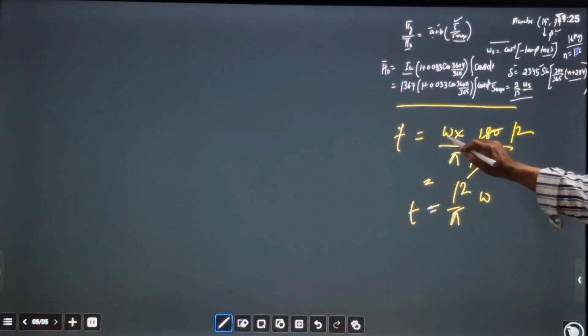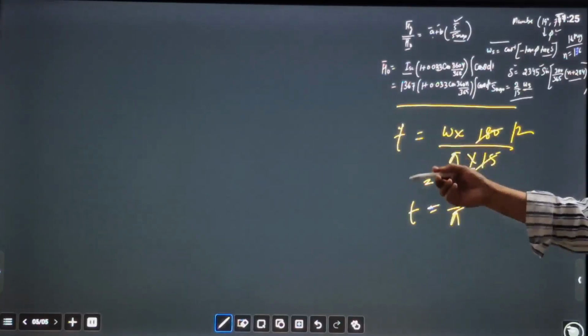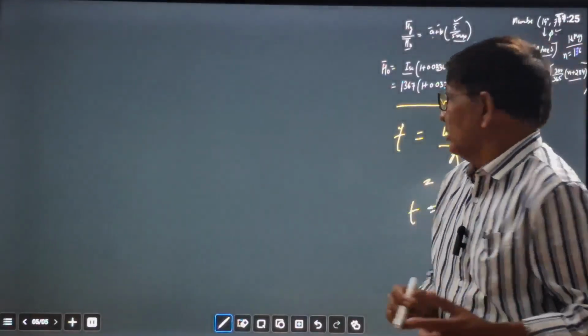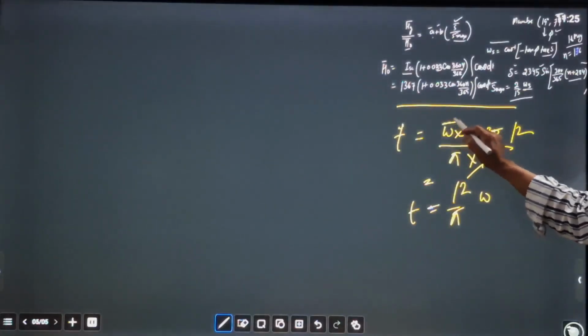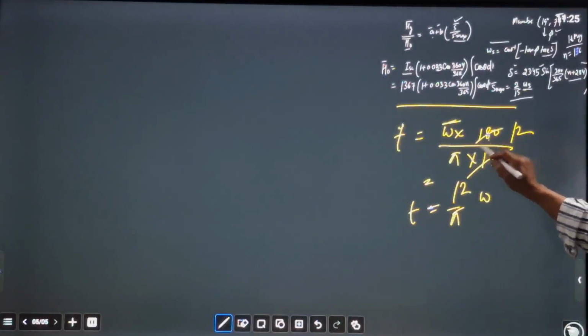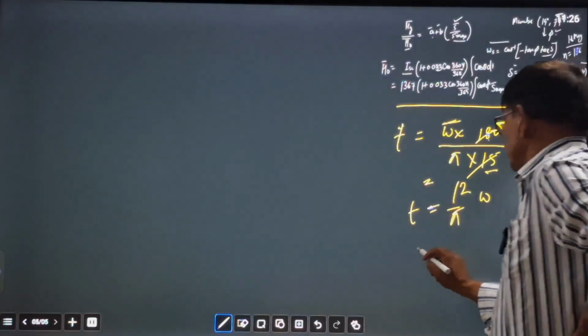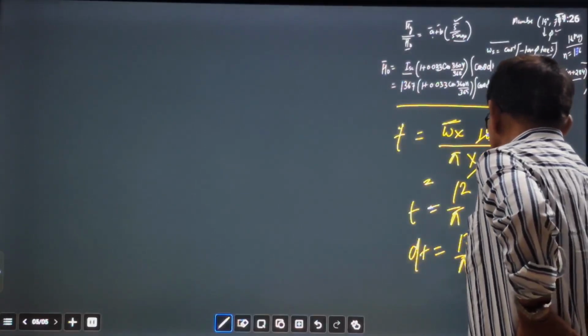This equation we are going to use, particularly because omega in the equation will come both in radian and degree. That's why we are using this equation: omega is given in radians, then convert into degrees by multiplying by 180 by pi and dividing by 15 to get in hours. So that becomes 12 by pi omega. So dt equal to 12 by pi d omega.